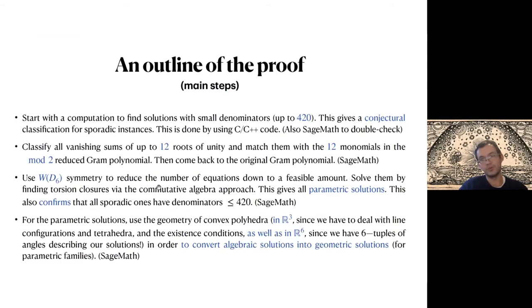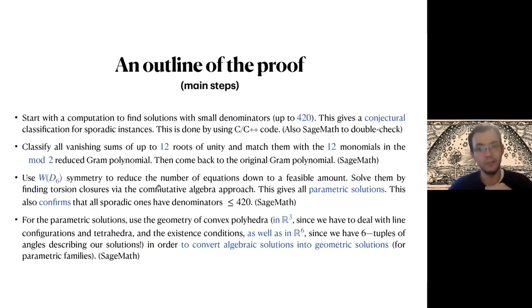After we are kind of sure that the 6 tuples of angles that we found deliver solutions to the Gram determinant equation, which is not trivial because, if numerically you find something that looks like zero, how would you prove this is exactly a zero? So this can be done also numerically because cyclotomic fields, basically we solve equations in cyclotomic fields, have some sort of discreteness, but also we use sage math to double check the obtained 6 tuples if they are indeed solutions by using algebraic numbers, arithmetic over algebraic numbers.